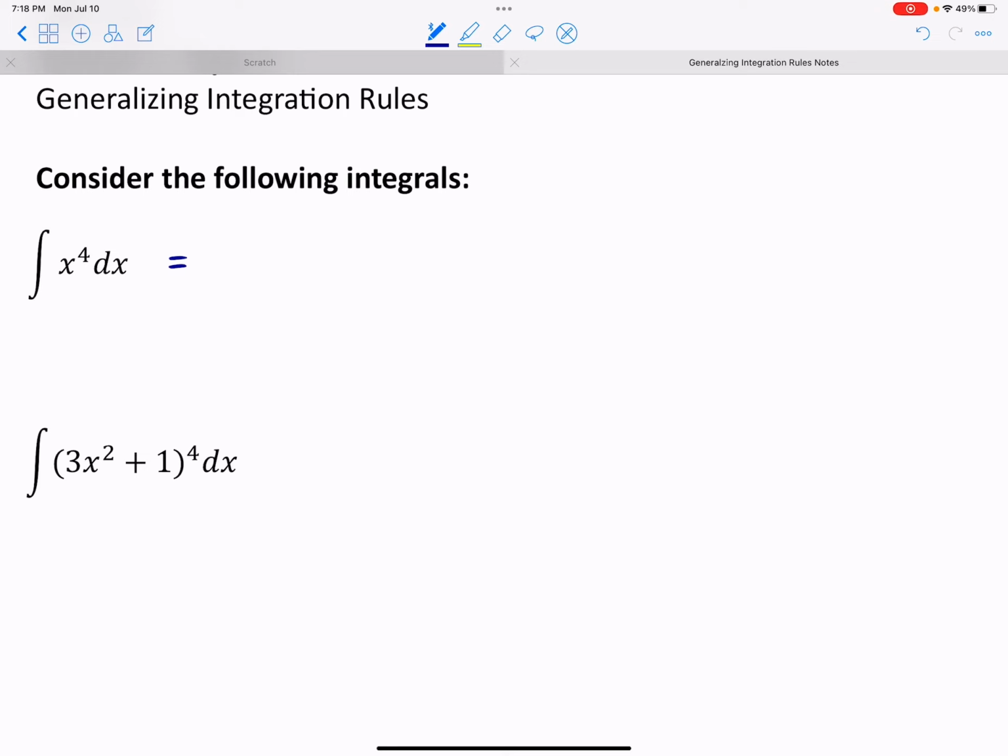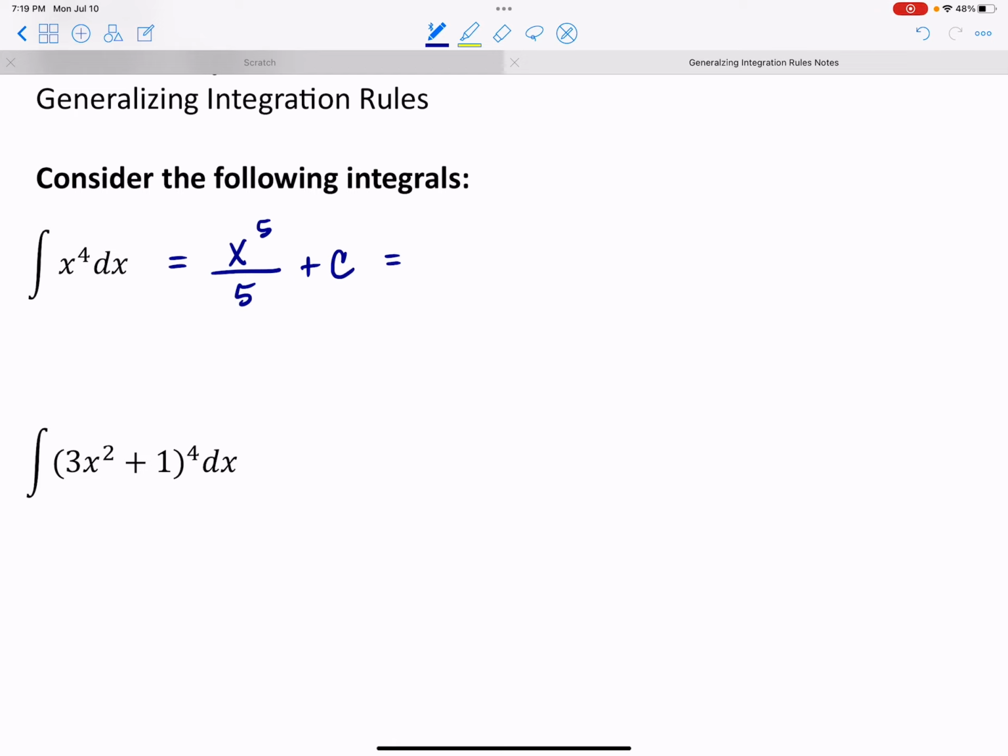We're going in reverse. So we know that this would be x to the, if we add 1 to the exponent, x to the fifth, and then we divide by that new exponent of 5, and then we add on our constant of integration, and we're done. That would be the antiderivative of x to the fourth. That's the original function or family of functions that produces x to the fourth as the derivative.